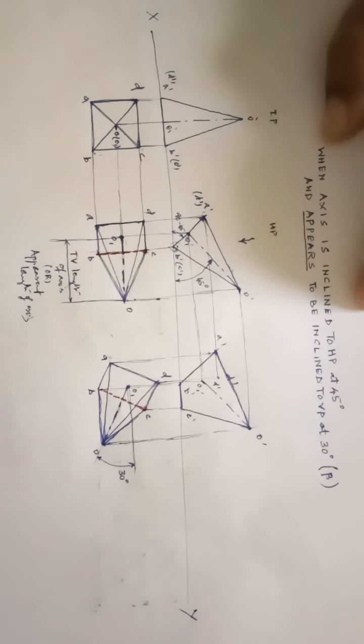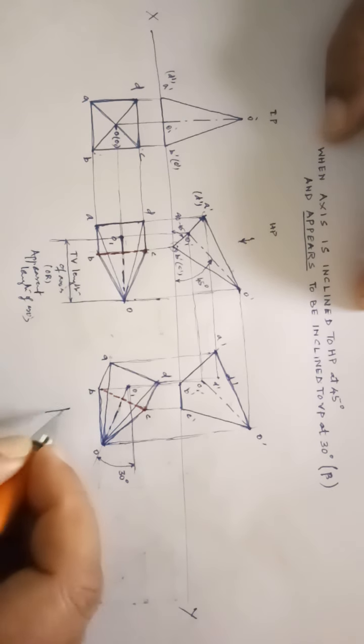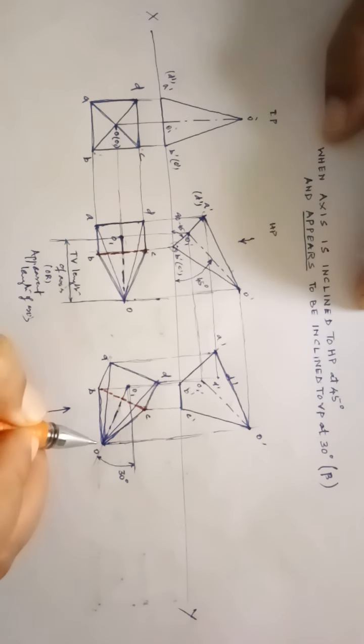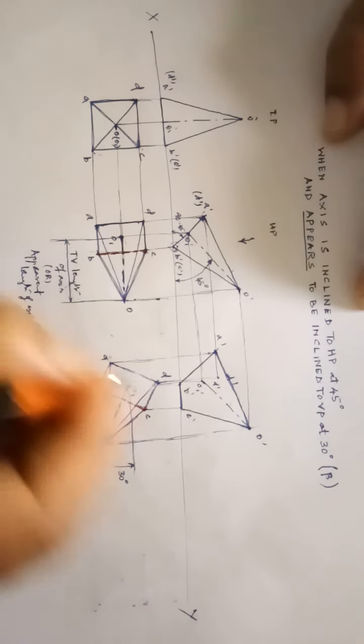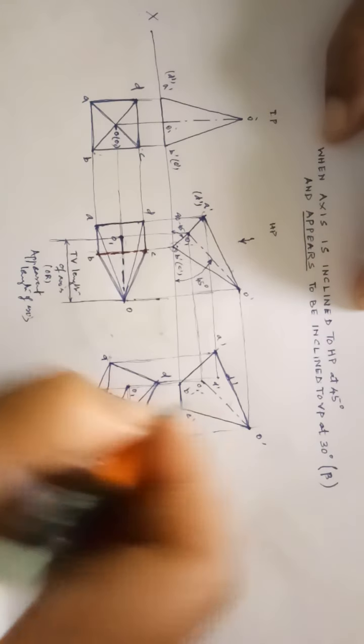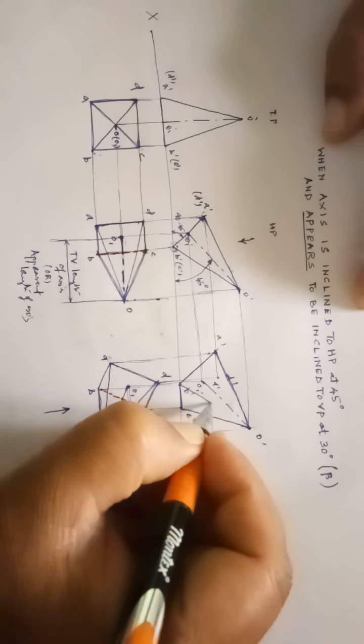Then what is visible? I told you to draw the top front view, you have to look at the top view from here. A is visible, B is visible, O is visible. Okay, so here B dash and O dash will be a visible line because B and O are visible here. So draw a full line here.